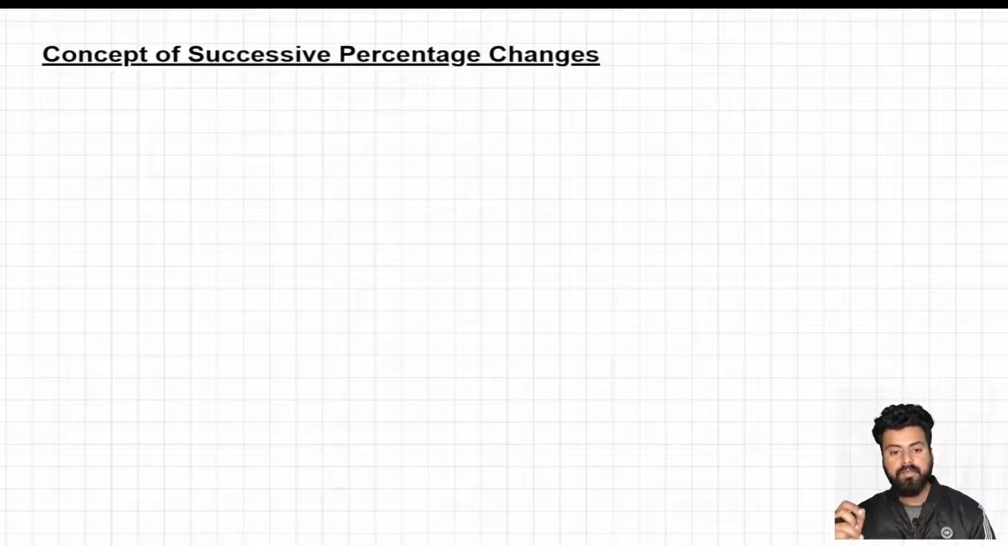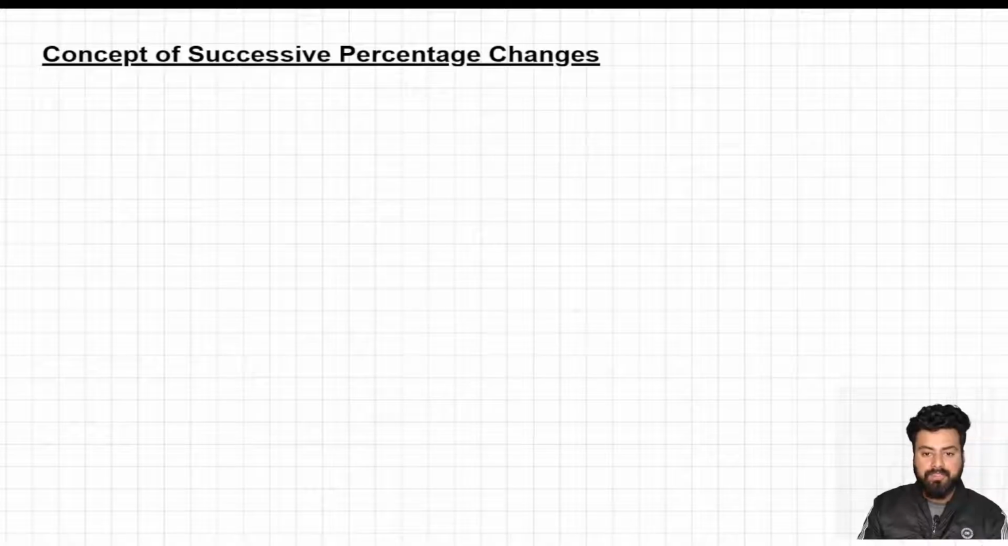So let's begin our discussion by understanding what successive percentage change is. To understand this, I'm going to pick an easy set of values, perform some operations on it, and then I'll show you what this concept is all about. Okay, so let's begin with an easy value, 100.